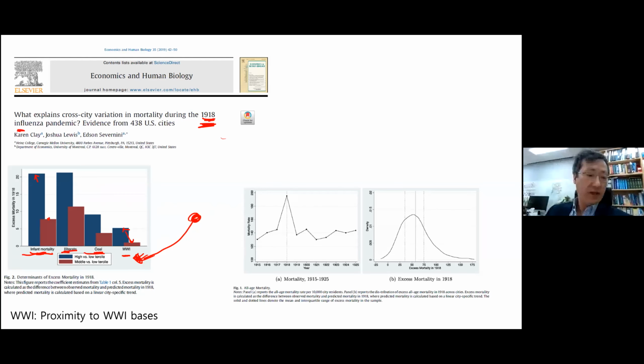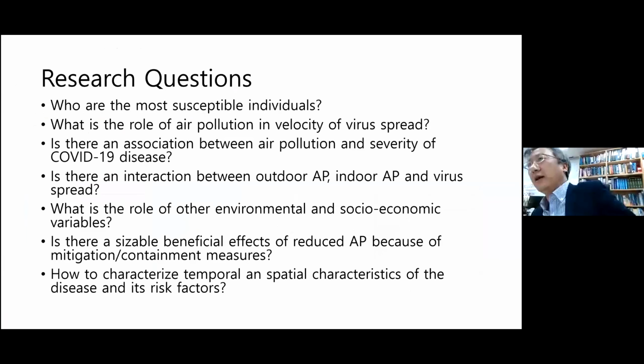So this is what I prepared today. The research question would be: who are the most susceptible individuals? As a public health researcher, susceptibility is always an important factor, at the individual level and the social level. And what is the role of air pollution in the spread of the virus is another unanswered and very important question. And then air pollution and the severity of COVID-19 is also quite possible, because both of them have problems in the respiratory system. So there may be some synergistic effect between them.